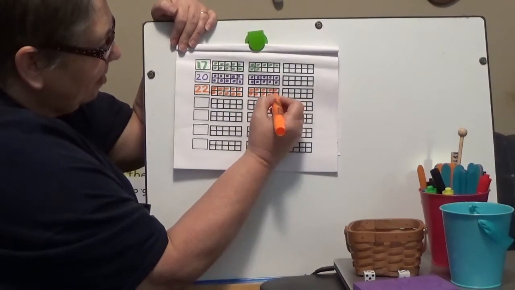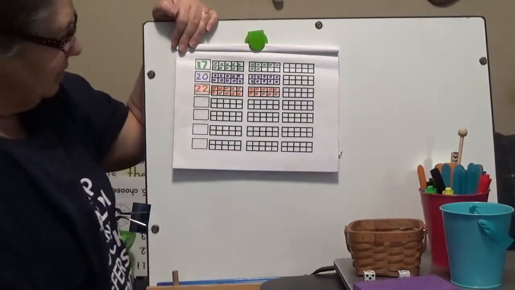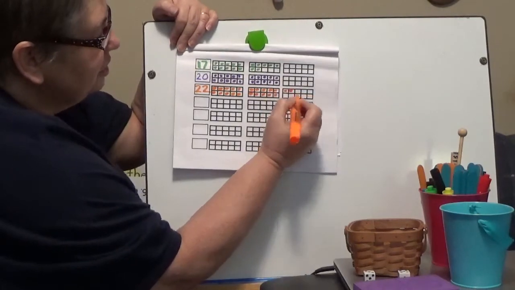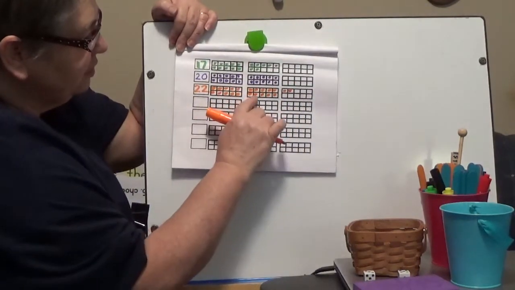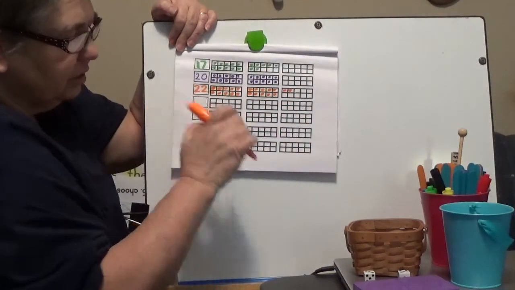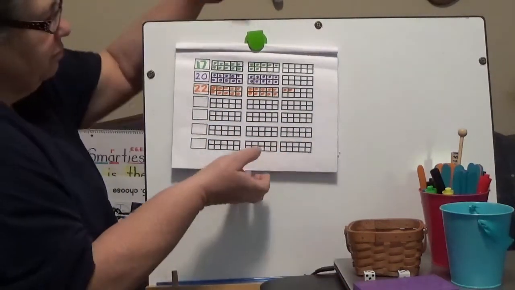Am I done? Okay, Tristan, what else? 2 more. Top row, 2 more. So I have 2 full 10 frames and 2 more makes 22. 2 10 frames and 2 more.